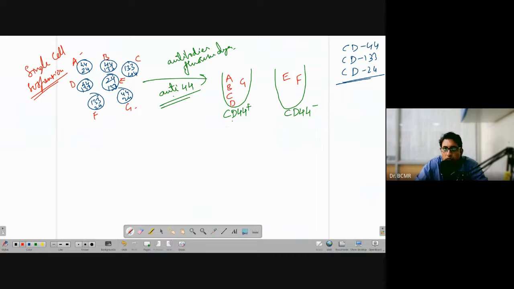Then we are going to go for another round of FACS, each of them separately, of course. This one, the CD44 plus, we are going to go first with. I'm going to use anti-133. Which cells will I get into the category?